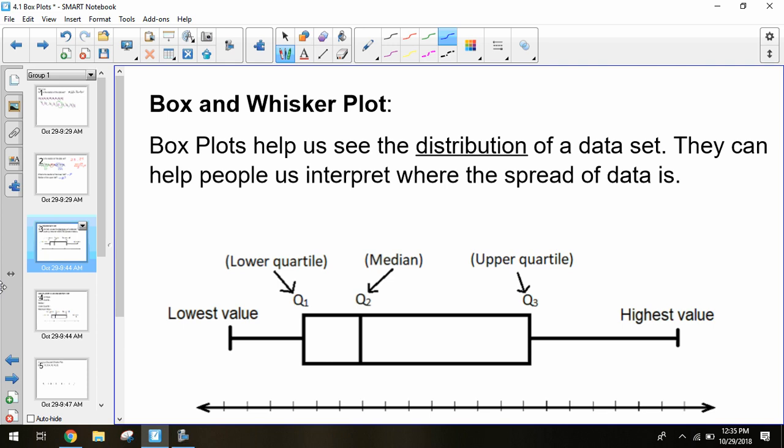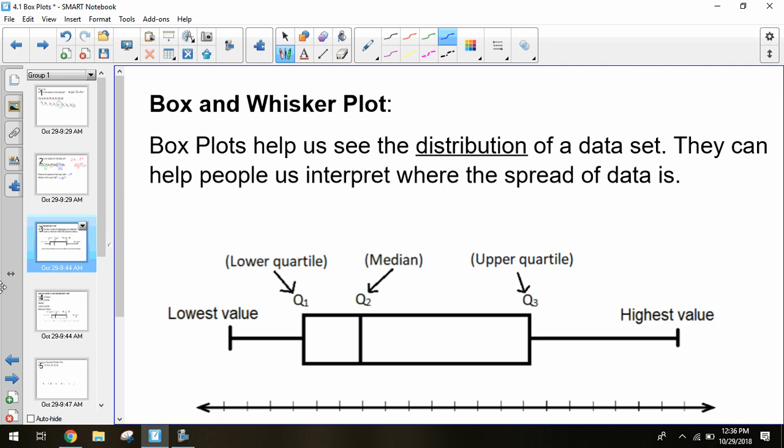So what a box plot is, it's a way that we can organize data, and it's a graph that helps us show the distribution of the data set. So distribution means how wide or how spread out that data set is. How is the data spread and how is it distributed among the number set. By putting specific pieces of information from the data into a box plot, we can interpret what the spread of the data is and where the majority of the data pieces are.